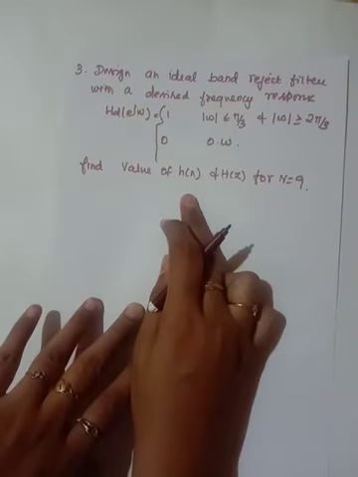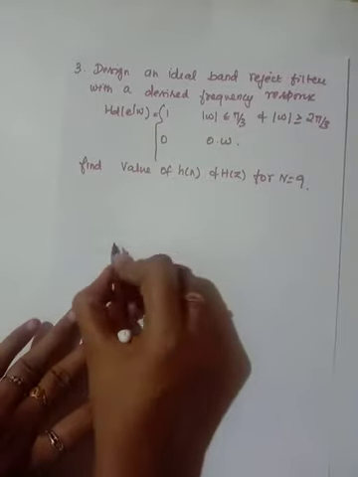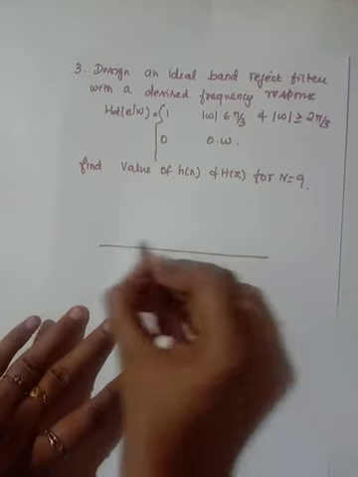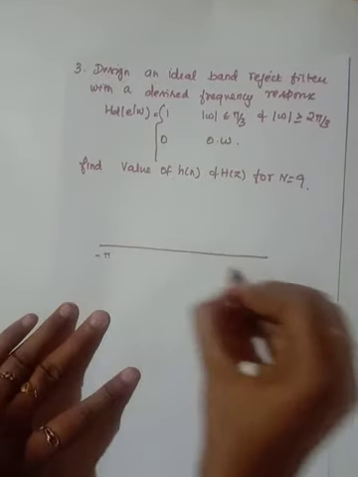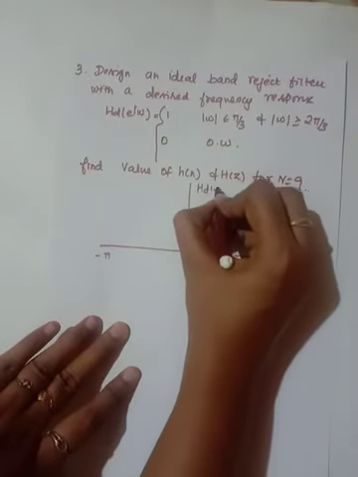Okay, so we need to find, as usual, h of n and h of z for n equal to 9. So the first step is you need to draw the desired response. So this is from minus pi to pi. This is your Hd of e power j omega.